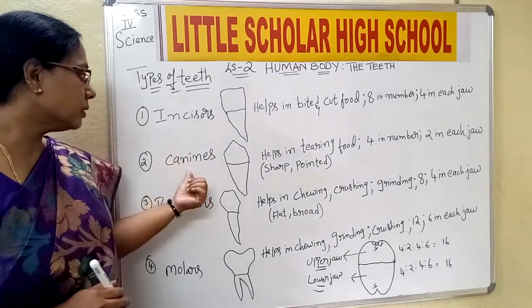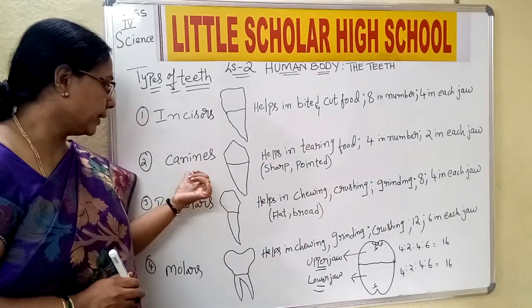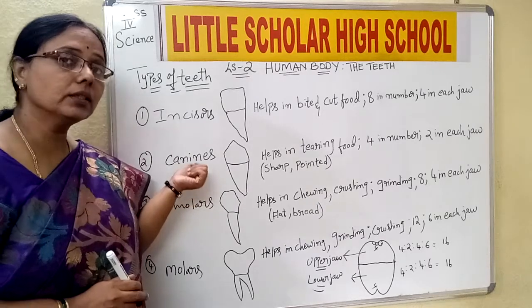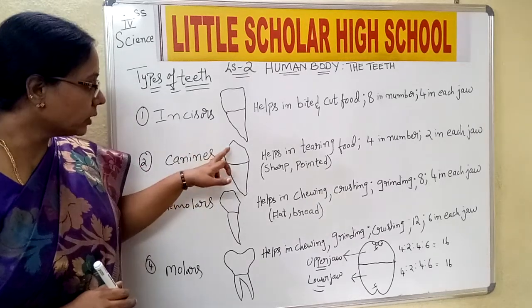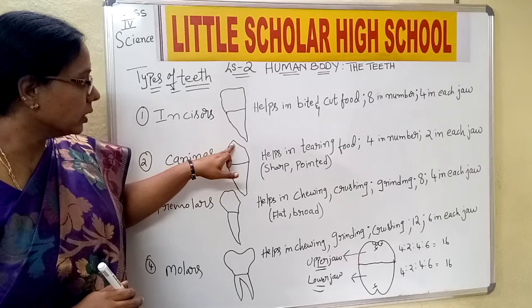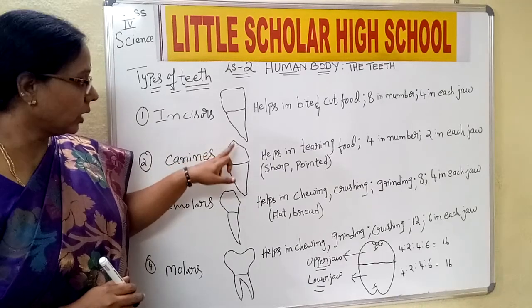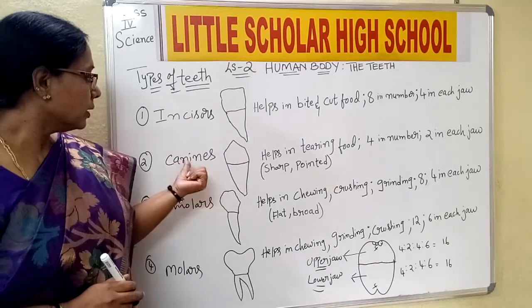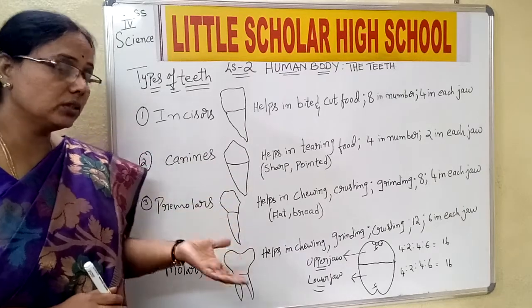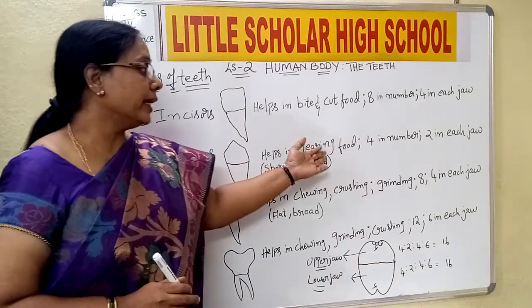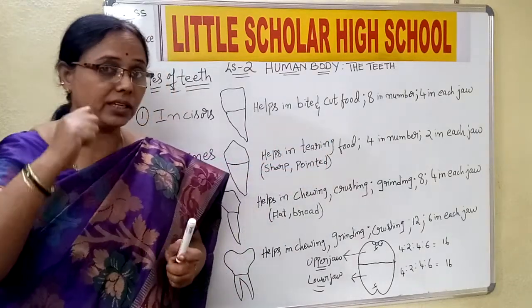Now, the next teeth is canines. What is the next teeth? It is canines. Now look at the shape, children, how pointed it is. It is sharp, yes or no? Then what is the function of the canines? It helps in tearing the food.